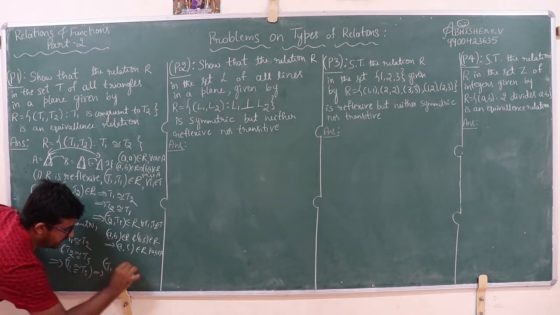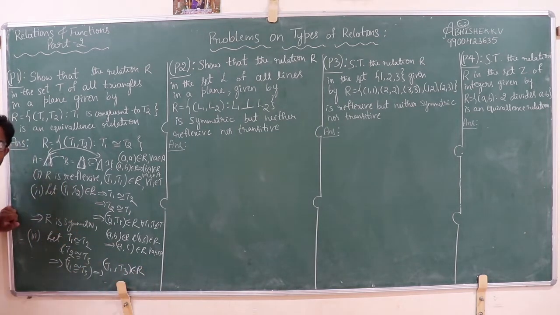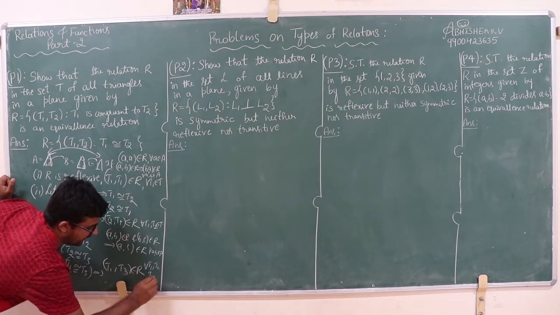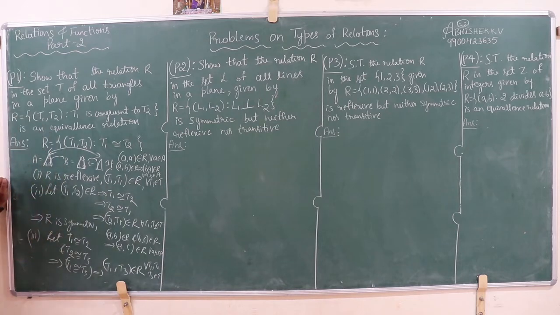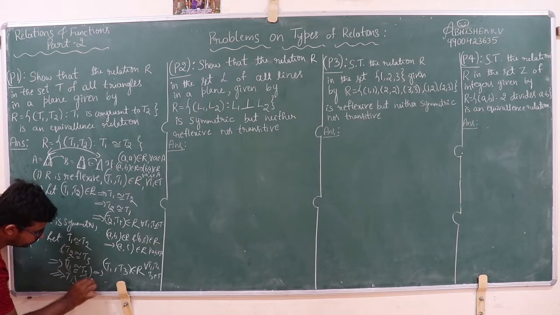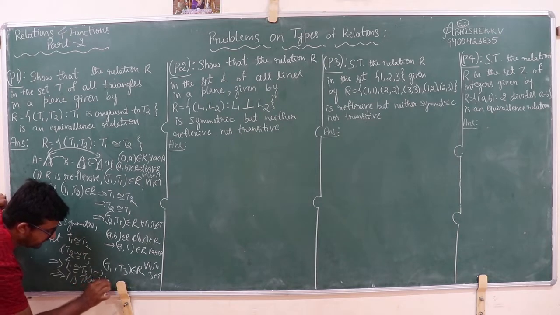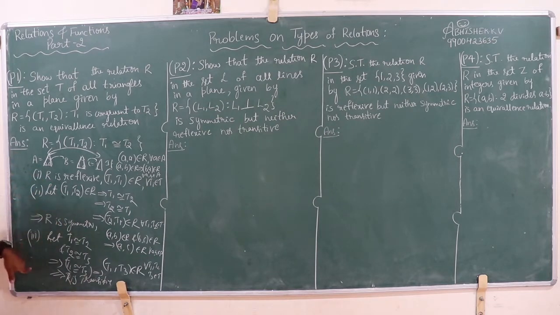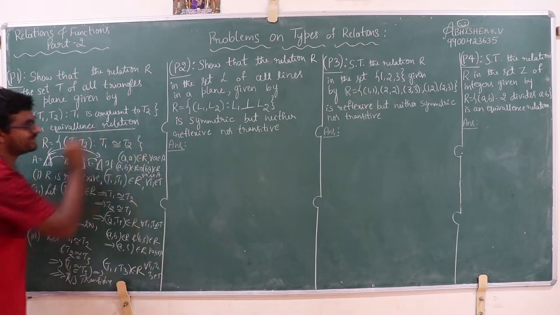T1 ordered by T1 and T3 belongs to the relation R. For all T1, T2, T3 belonging to the set of triangles T, this implies R is transitive. Since R is reflexive, symmetric and transitive, this is an equivalence relation.